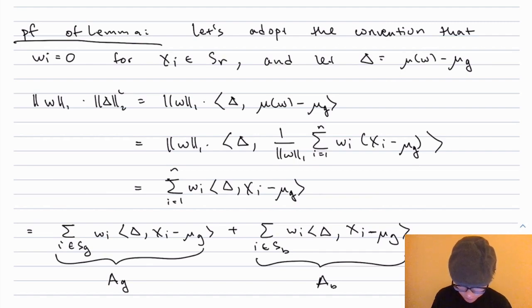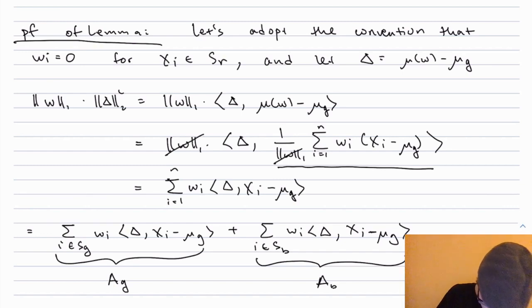Okay, so then let me just rewrite this expanded part. Let me expand it even further. By definition, this is just 1 over the L1 norm of W times the sum from i equals 1 up to n of wi times xi minus mu sub good. Good. So now these wi's cancel, and I have this slightly nice form by pulling out the summation. So this is actually also equal to the sum from i equals 1 up to n of wi times the inner product of delta with xi minus mu sub good. Okay, so this is all equalities.